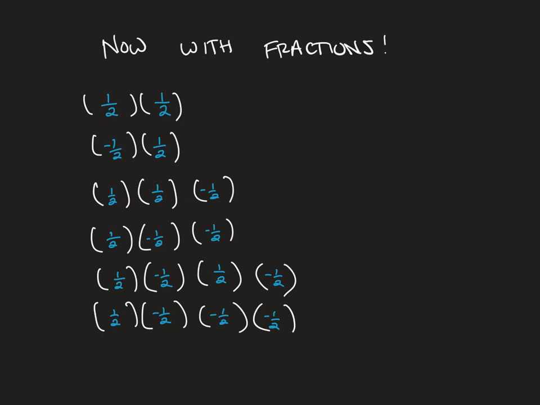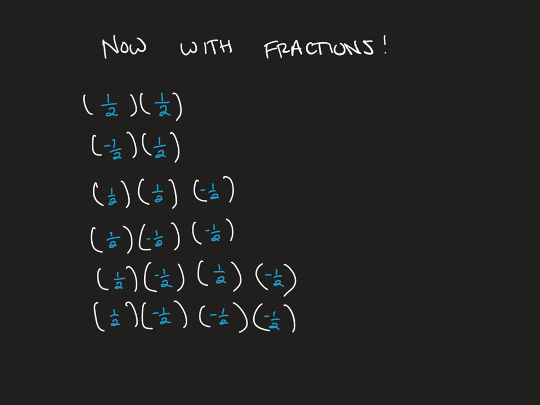Now let's try it with fractions. The same rules about every two negatives canceling each other out will apply. So if we have an even number of negatives, we're going to have a positive result. If we have an odd number of negatives, we're going to have a negative result. So let's start by filling in whether we think our answers will be positive or negative.